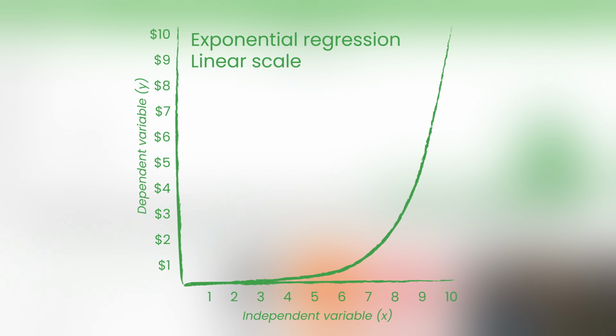This is how an exponential regression is going to look on linear scale. Remember, we're trying to draw a line that fits the data. This is a very simple analysis. We have one independent variable and one dependent variable. In our case, the independent variable is time. The dependent variable is price.